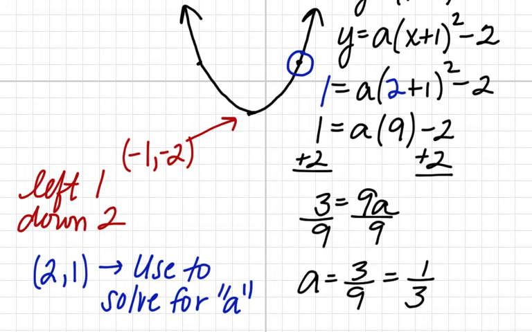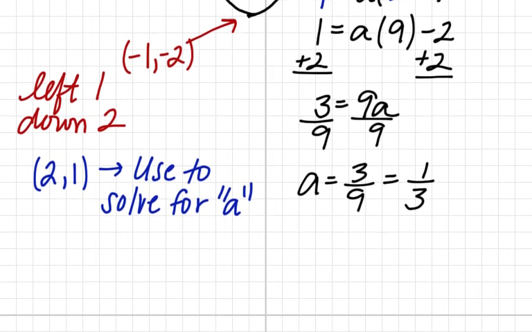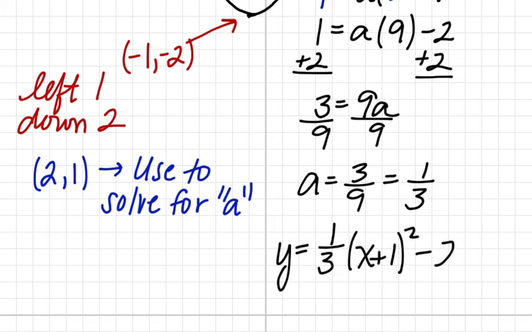which is what we expected. We did expect to have a fraction smaller than 1 because it looked like our graph was vertically compressed when compared with the parent function. So it looks like our equation now is y equals 1/3 times the quantity (x plus 1) squared minus 2.